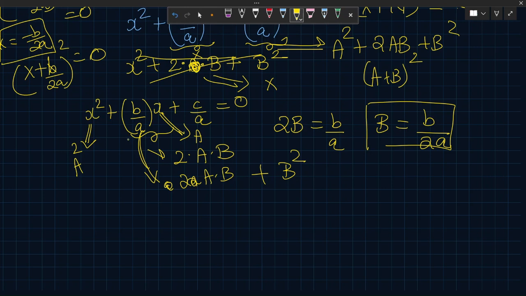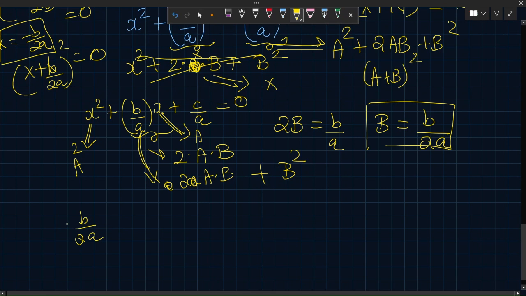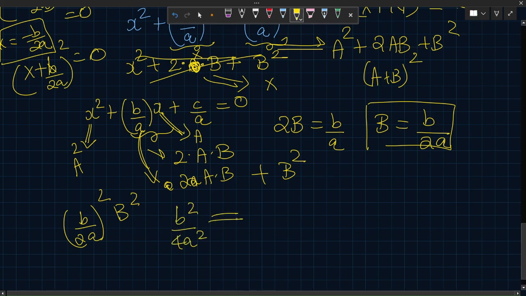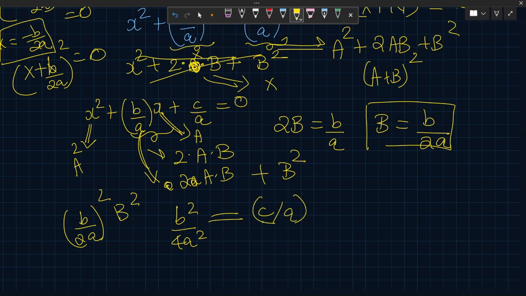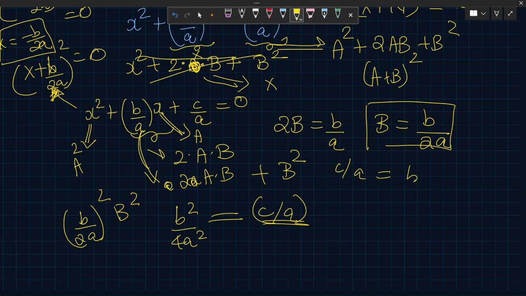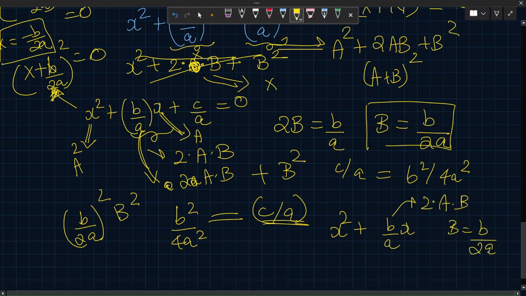But there's no guarantee that b by 2a, the whole square, that is my b square, which is b square by 4a square, and c by a are the same thing. If those are the same thing, then I can directly write it in this way and I get a solution. It's not necessary that c by a should be equal to b square by 4a square. However, I've written this as x square plus b by a x. I've written this as 2 into a into b, where my b is now b by 2a.